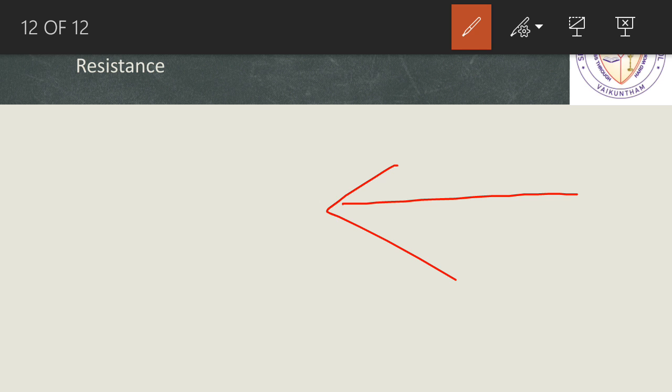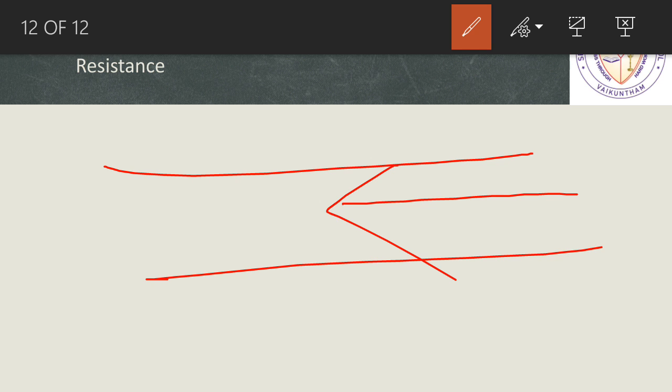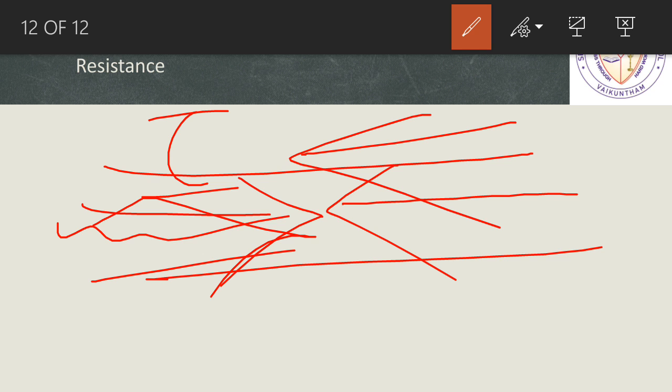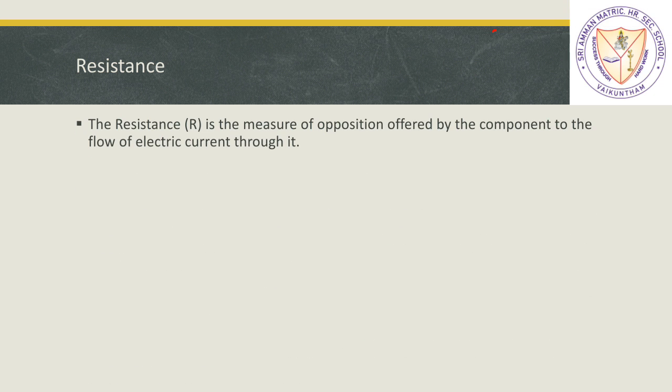So if this is the conductor or any wire, this is the direction of electric current. Then there will be an opposition, and that opposition is called resistance. The resistance is the measure of opposition offered by the component to the flow of electric current through it. For example, I am taking copper wire. How much resistance or opposition the copper is providing for the flow of current in it.